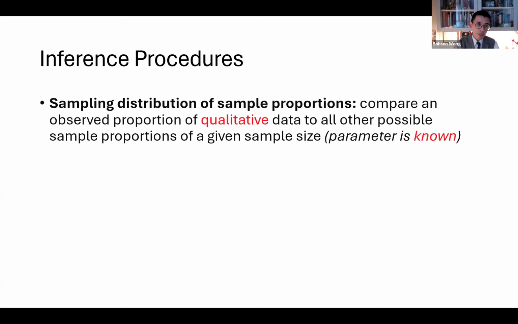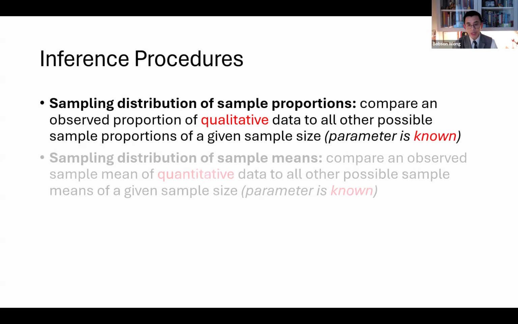The first procedure is the sampling distribution of sample proportions. So basically what this means is that we're comparing an observed proportion, which means we're dealing with qualitative data, and we're comparing an observed proportion to all the other possible sample proportions that are possible. That would be the sampling distribution. Now, in this case, we know the parameter, which means that we know the true value of whatever it is that we're looking at.